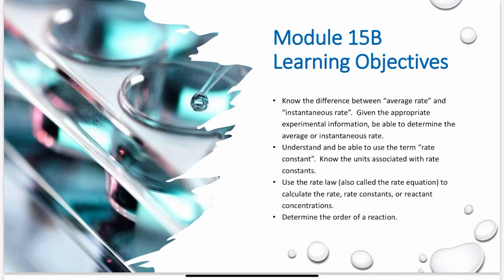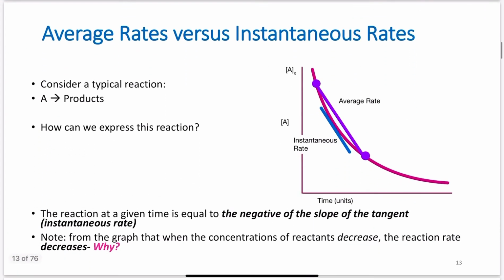You should be able to use the rate law, which we also call your rate equation, to calculate the rate constants, or reactant concentrations, and determine the overall order of reaction and the order of reaction with respect to each individual reactant. So average rate versus instantaneous rate.